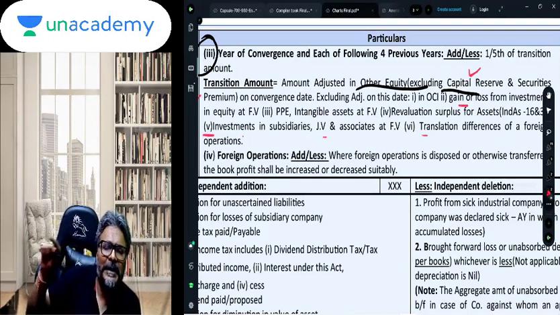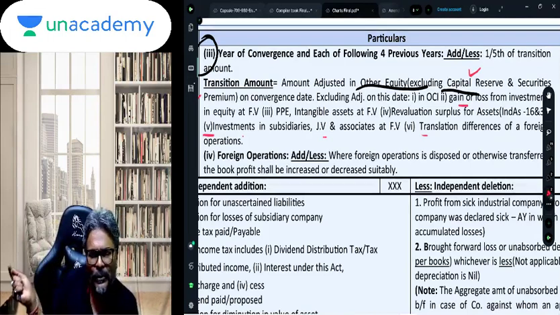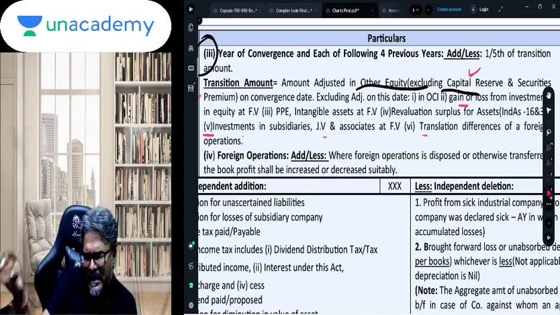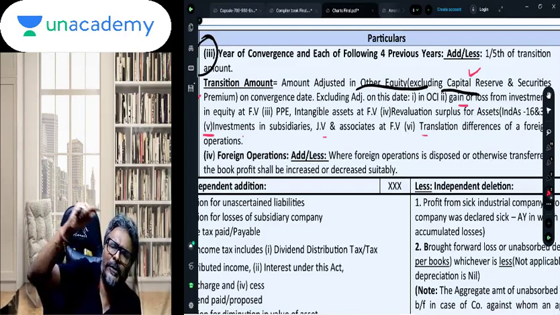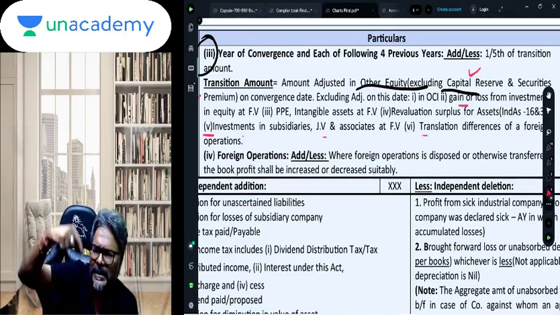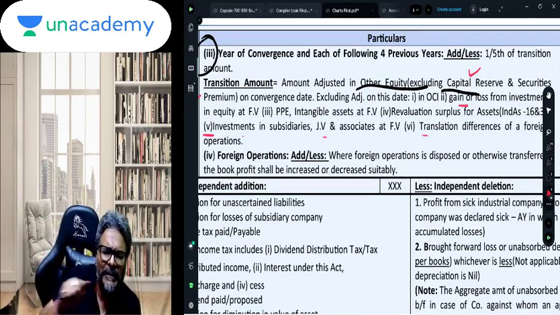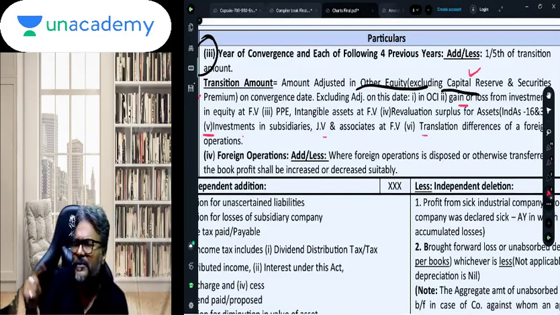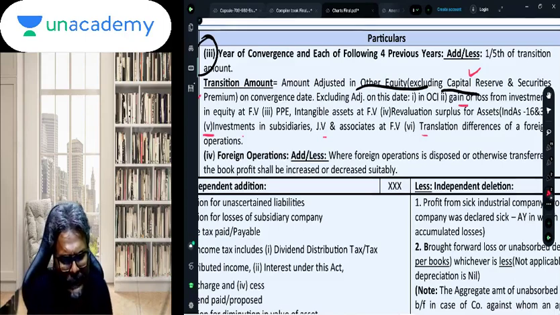Now this 1/5 can either be added to the book profit or reduced from the book profit, depending upon whether the transition amount is heavier on the credit side or on the debit side. If it is heavier on the credit side, then you need to add 1/5 every year. If it is heavier on the debit side, then you need to reduce 1/5 every year. That is the point that you should always keep in mind.